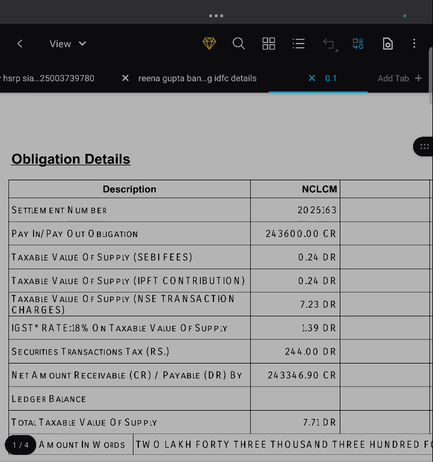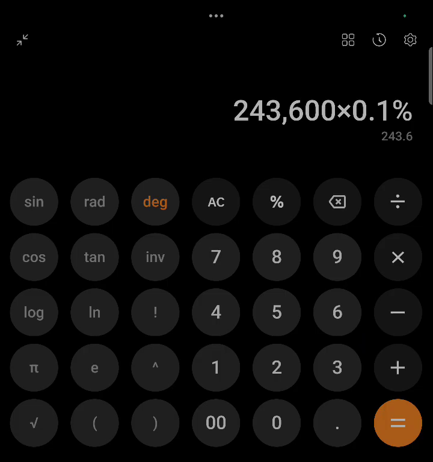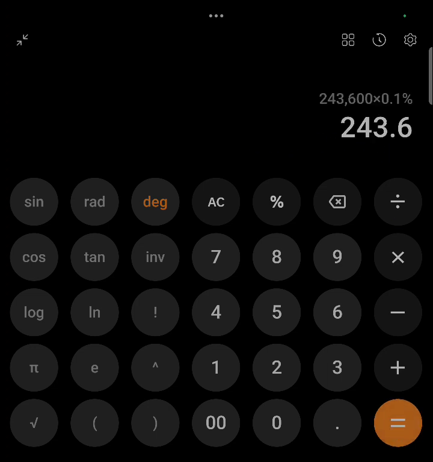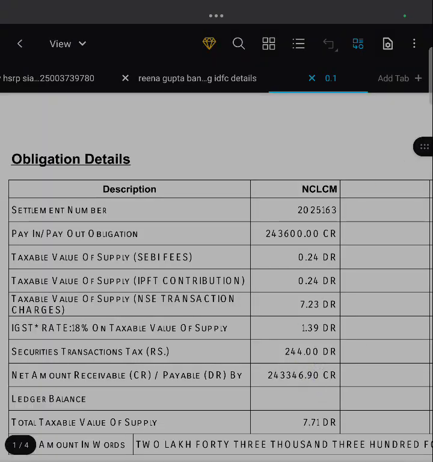Here is the game for which I am making this video. It is 0.1%. So if I take 0.1% of 243,600, it is 243.6 rupees, and they round it and write 244 rupees. It's fine. They could write 243.6, by which I can say 60 paise, but it's fine. But you will ask, why am I talking about 40 paise?